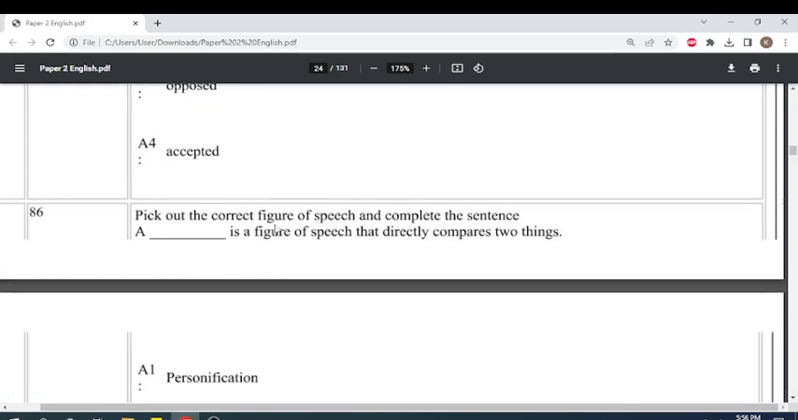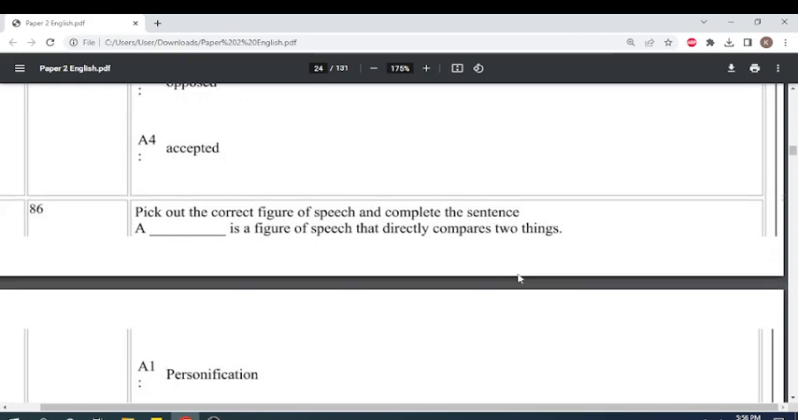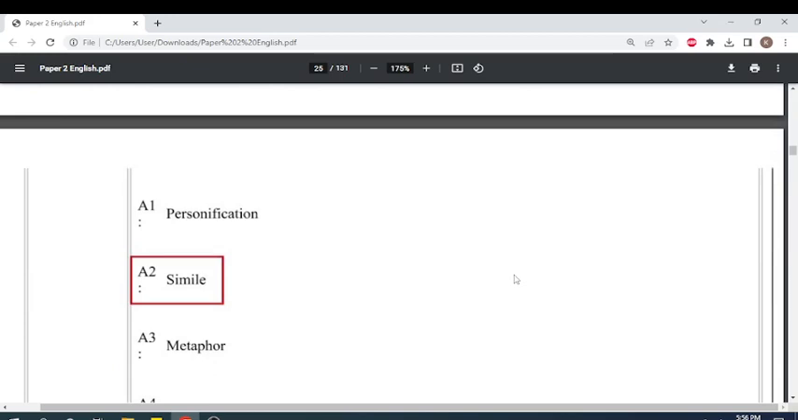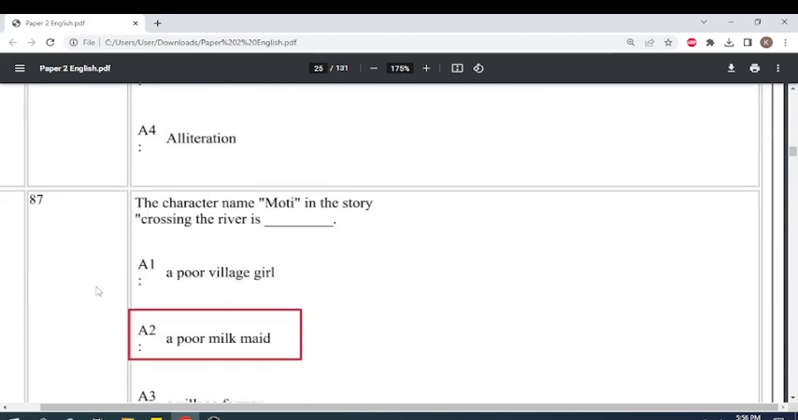86. Pick out the correct figure of speech and complete the sentence. Dash is the figure of speech that directly compares two things. Answer A2, simile. 87. The character name Moti in the story Crossing the River is dash. Answer A2, a poor milkmaid.